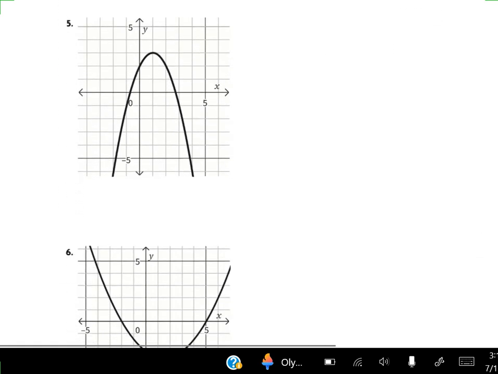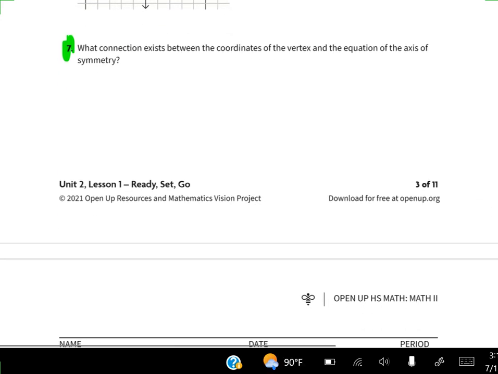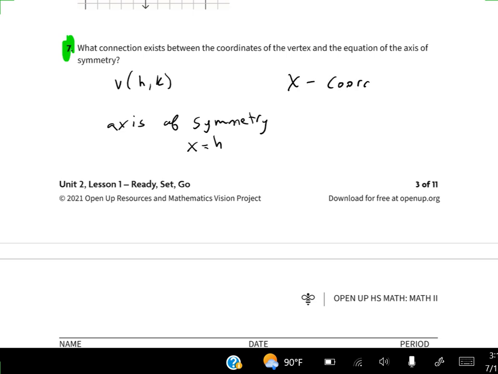Number 7, we've already kind of answered this question indirectly through number 3 and number 4, but what connection exists between the coordinates of the vertex and the equation of the axis of symmetry? So if we have a vertex at (h, k), then the axis of symmetry is going to be at x equals h in this case. So the x coordinate is the same.